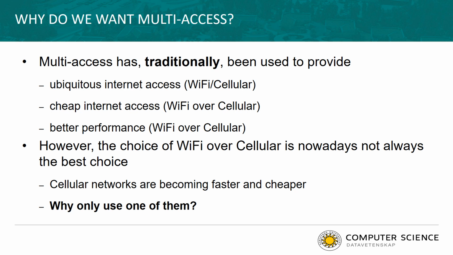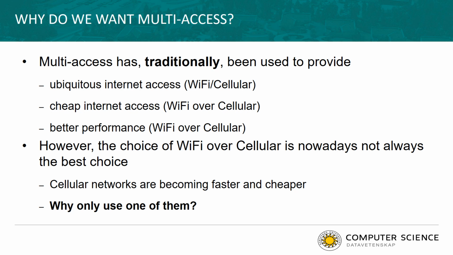Using the multiple interfaces in a good way can also provide us more cheap internet access. So typically, Wi-Fi is a less costly connection than the cellular. Over cellular, we may have a cost for the bytes that we transfer, but we may have some free Wi-Fi hotspots available, for instance. So here, we can use Wi-Fi to get a cheaper internet access. We may also use the multiple interfaces to provide a better performance. So often maybe Wi-Fi gives a better performance, a higher throughput, a lower delay than our cellular connection.